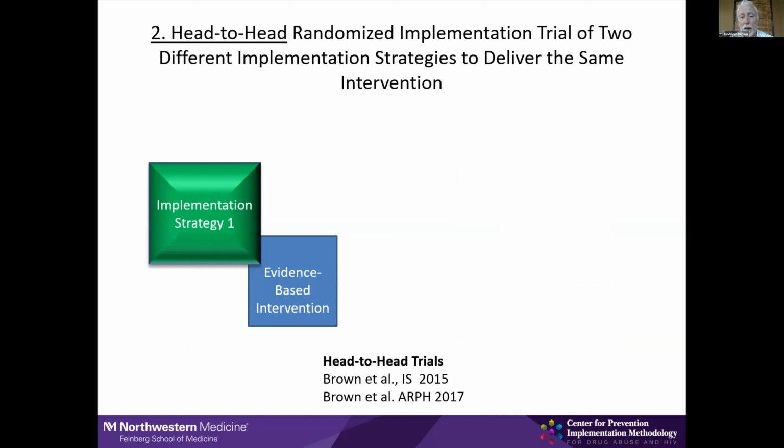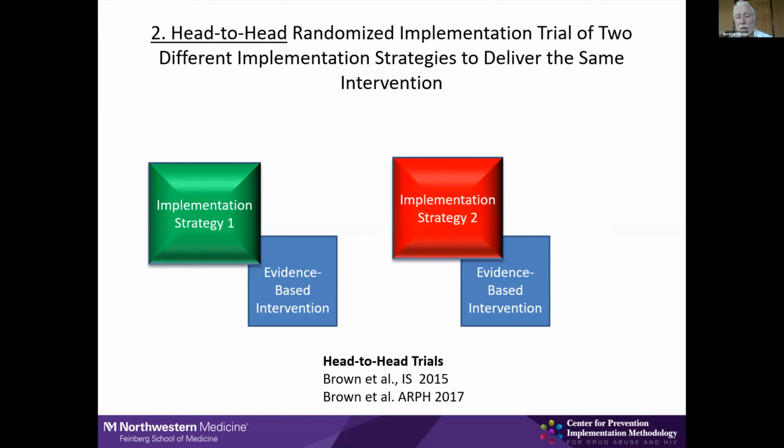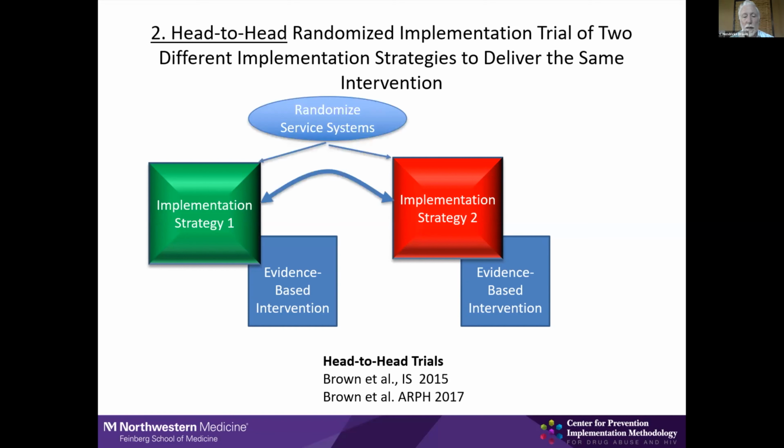We're switching now to looking at head-to-head randomized implementation trials. You can do these as rollout trials as well. Here in the left-hand side is implementation strategy 1 for a specific evidence-based intervention. And then there's a second implementation strategy that you're going to test head-to-head with this one, but it has the same evidence-based intervention you're using. And what you're doing is randomizing service systems to get either implementation strategy 1 or 2, and measuring those on the implementation outcomes. That's the primary set of outcomes that you have.